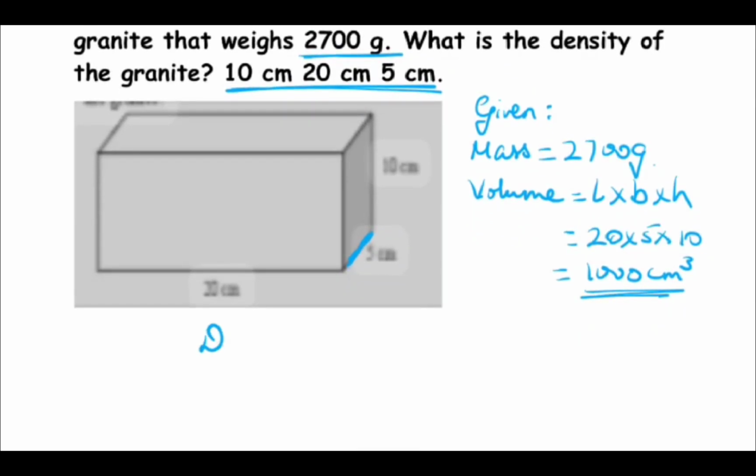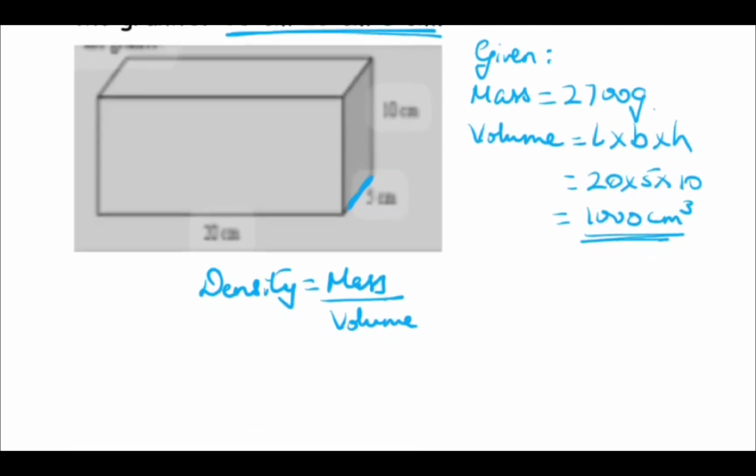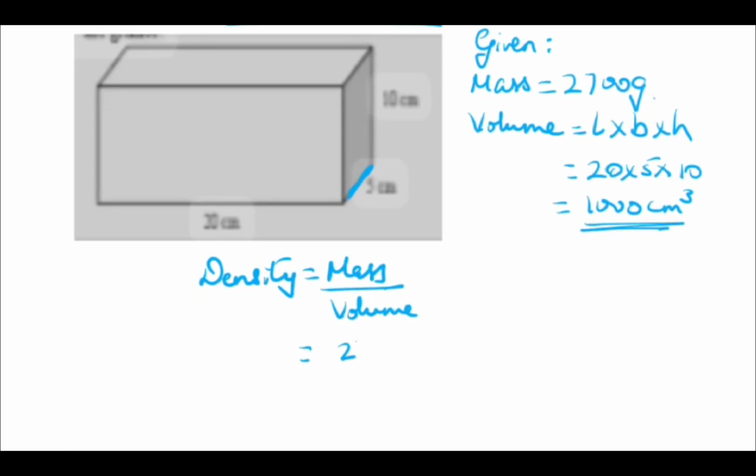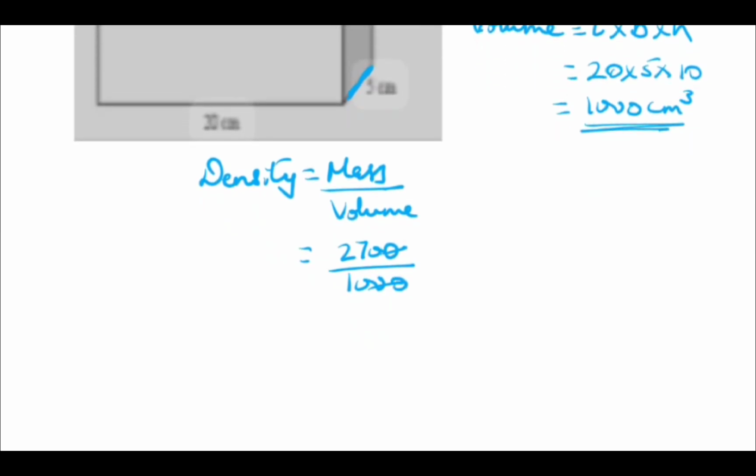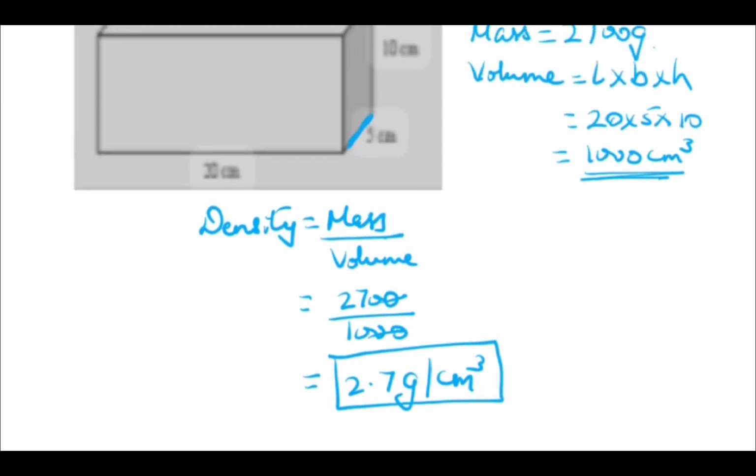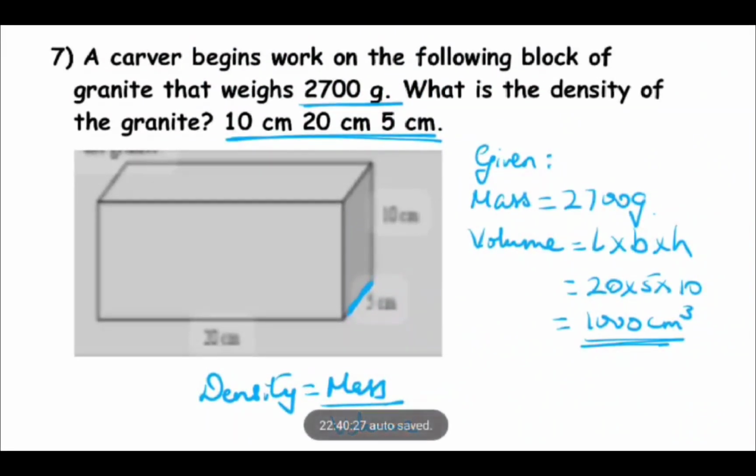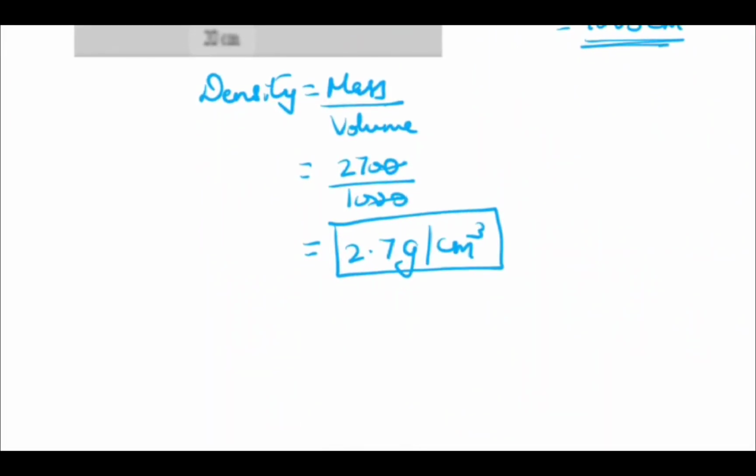Now finding the density, which is equal to mass upon volume, which is equal to 2,700 upon 1,000. Cancel, cancel. Which is equal to 2.7 grams per centimeter cube. So far, so good, children.